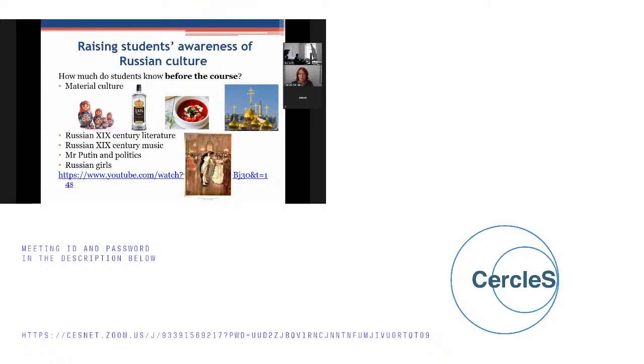When we start this course, where do we start? How much do students know about the Russian culture? Actually, not very much. So they have heard of the material culture. They mention some Russian writers and composers who worked in the 19th century. It's only understandable because in the 20th century we were behind the Iron Curtain, and not much was known, exchanged culturally between countries.